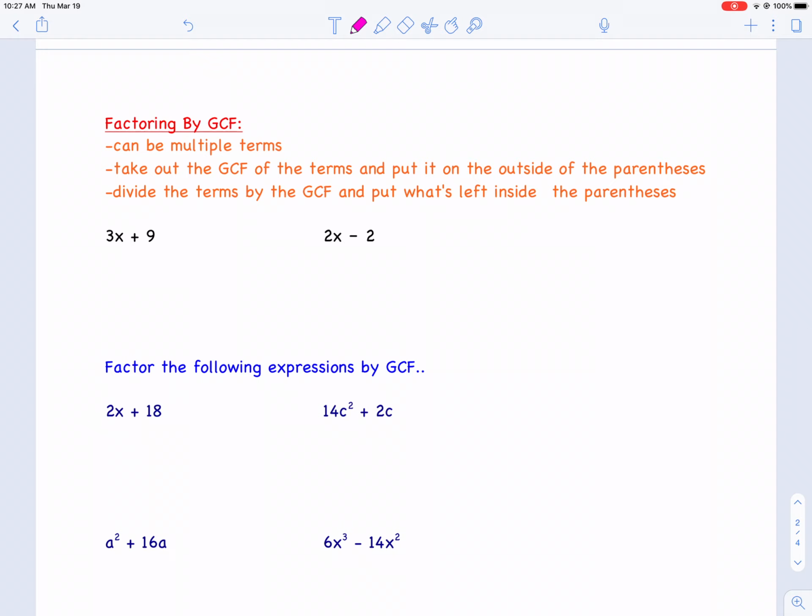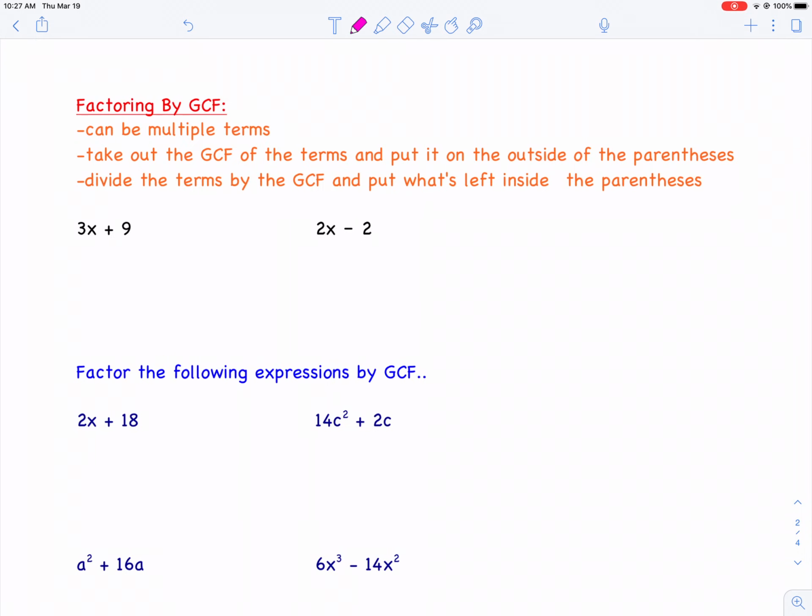If I want you to find the GCF of 3x plus 9, you're going to first find the greatest common factor between 3 and 9, and that would be a 3. And I'm going to open up now just one set of parentheses. And a really easy way to do it is divide each term by that GCF. If I divide 3x by 3, I have x. And if I divide 9 by 3, I have 3. And there's your answer, 3 times x plus 3.